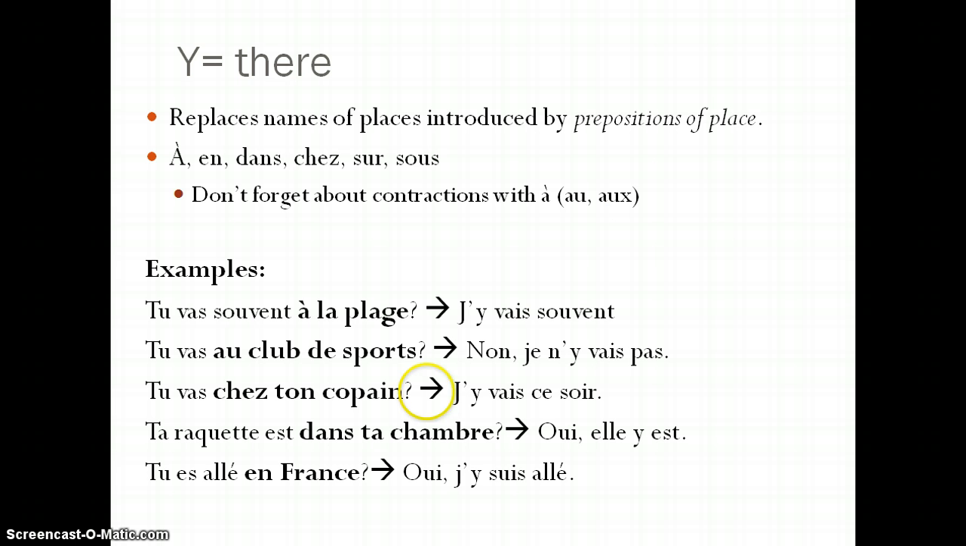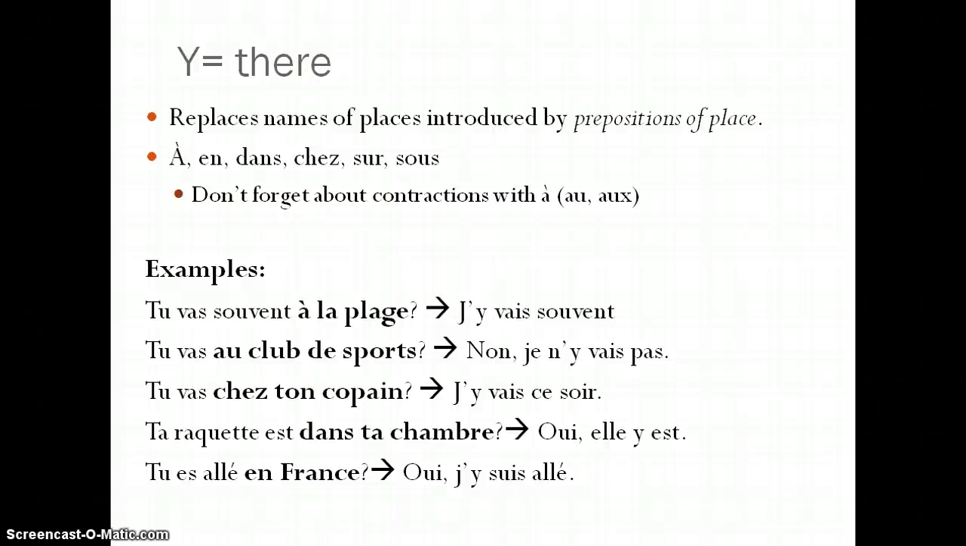So here are some examples. Tu vas souvent à la plage? J'y vais souvent. So à la plage, to the beach, we can replace with y. So in English it might be, do you go often to the beach? Yes, I go there often. Tu vas au club de sport? Au club de sport? Non, je n'y vais pas. So au club de sport, preposition and a place, can be replaced with y. And in this case, it's a negative sentence, je n'y vais pas. So notice the placement of y in the negative sentence.